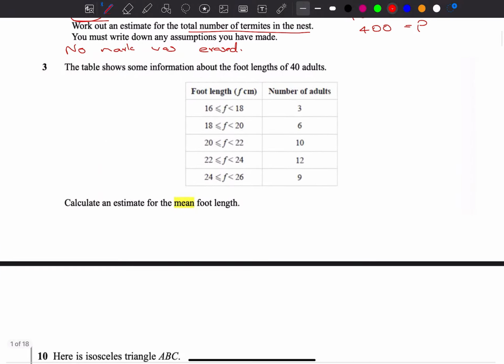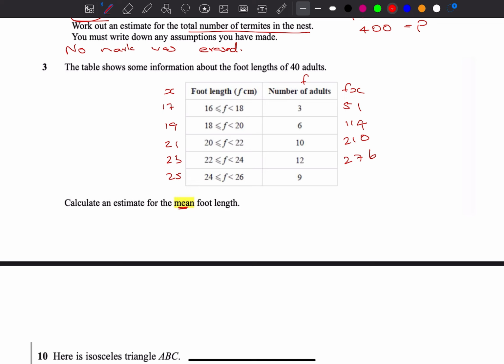Right. You want the mean. So you want the midpoint, x. Yeah. So if you do 16 and 18 and then divided by 2, that's 17 in the midpoint, that's 19 in the midpoint, 21 on the midpoint, 23 on the midpoint, 24, 25 on the midpoint. And this is what we call f, frequency, and now you need an fx. 17 times 3 is 51. I need a calculator on this. 19 times 6, 114. 10 times 21, 210. 12 times 23, 276.